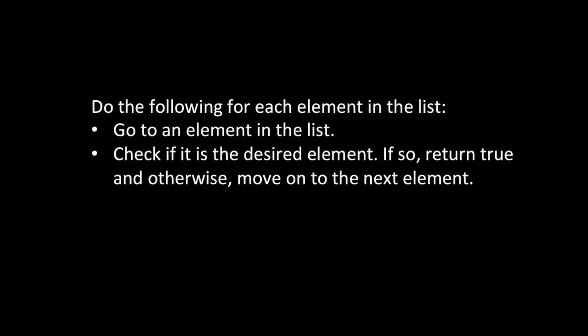Do the following for each element in the list. Go to an element in the list. Check if it is the desired element. If so, return true, and otherwise move on to the next element. Then, if we've looked at all the elements in the list and haven't found the one for which we're looking, return false. This highly repetitive process fits the profile of a repetition, which is what brings us to use iteration or recursion.